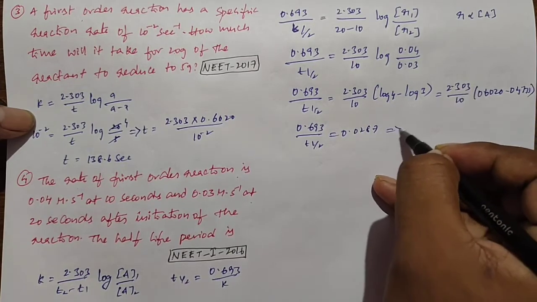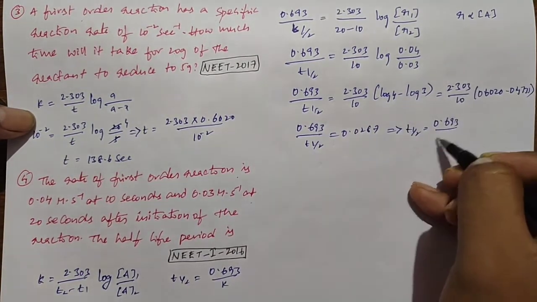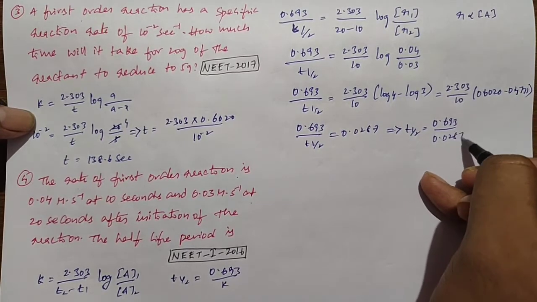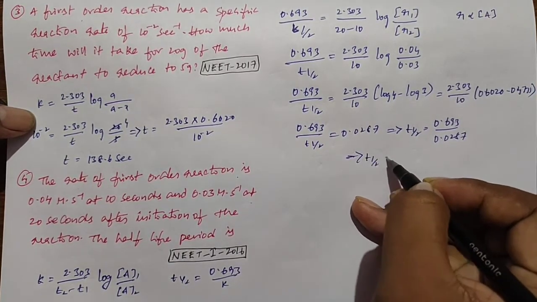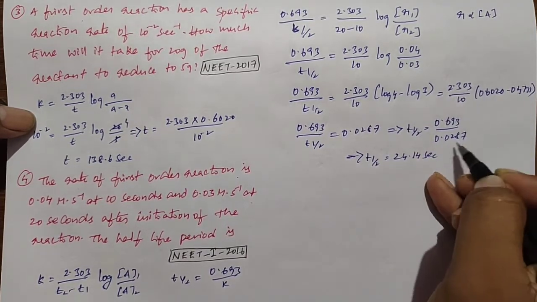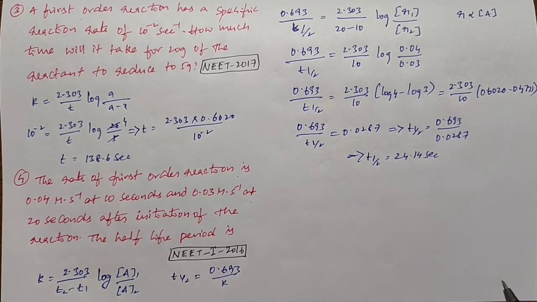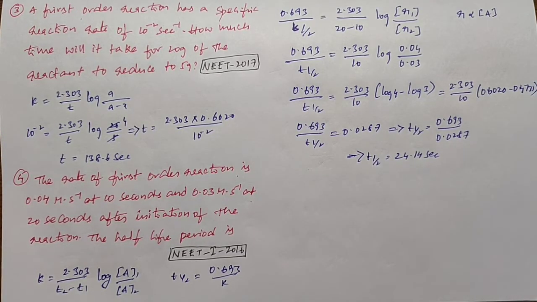Now we need to get t½. So t½ = 0.693 / 0.0287. Finally, we get t½ = 24.14 seconds after simplification. This is the way to find the half-life period when the concentration of the reactant is given at two time intervals.